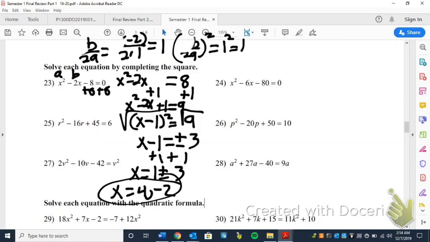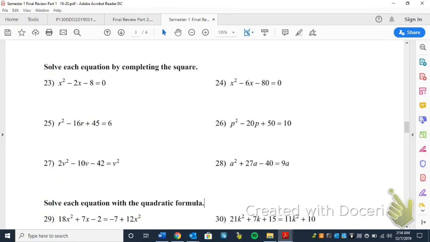Okay, completing the square. That's what we do right there. See? Okay. So remember, you guys should have the steps for completing the square. It's hard. Don't do this without the steps in front of you. The first thing we want to do is get into ax squared plus bx equals c. So we're going to add 8 to both sides. We get x squared minus 2x equals 8.